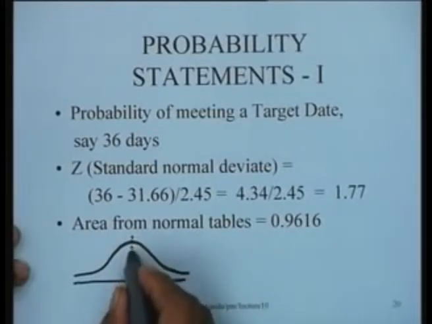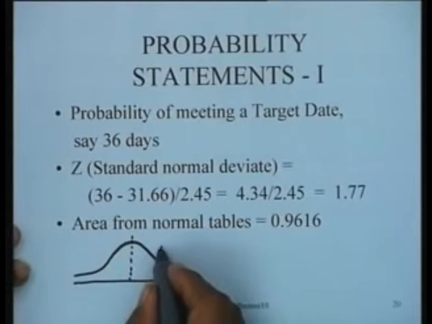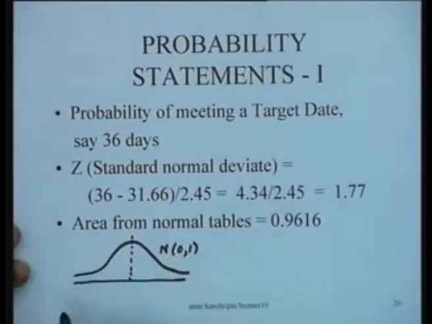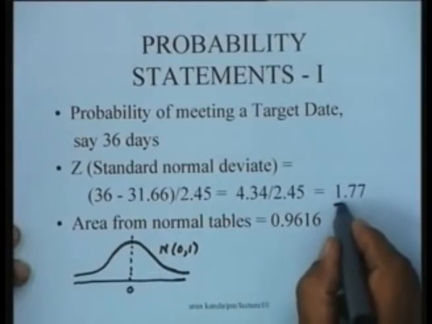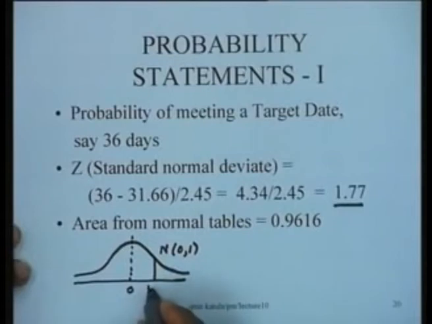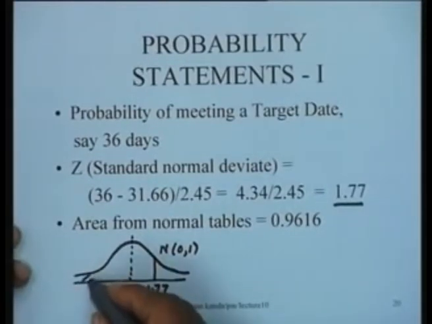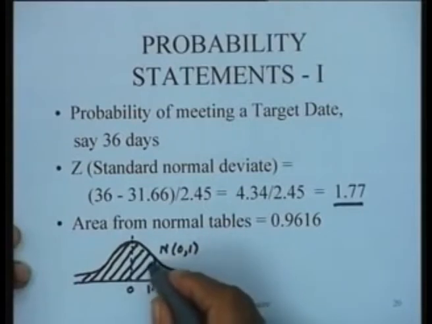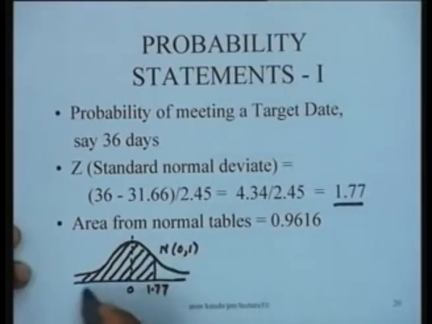And from the standard normal tables, standard normal table means it's a normal distribution with mean 0 and variance 1. And we have tables available which specify the area. So this is 0. So this particular value of 1.77 that we computed, let's say, would be somewhere here. This is 1.77. And what we are interested in computing is basically this area under the curve to the left of this particular value of 1.77.